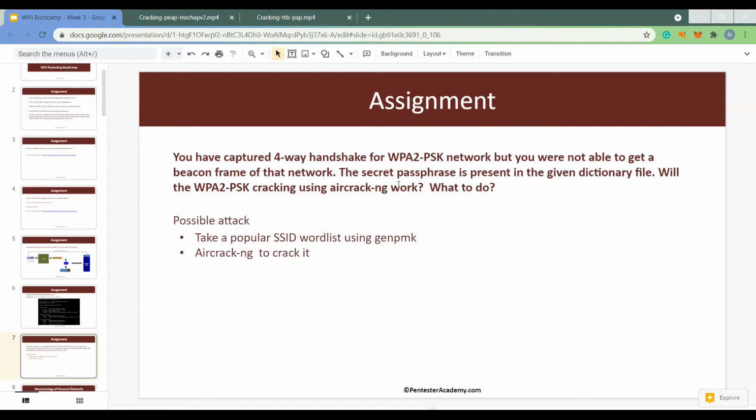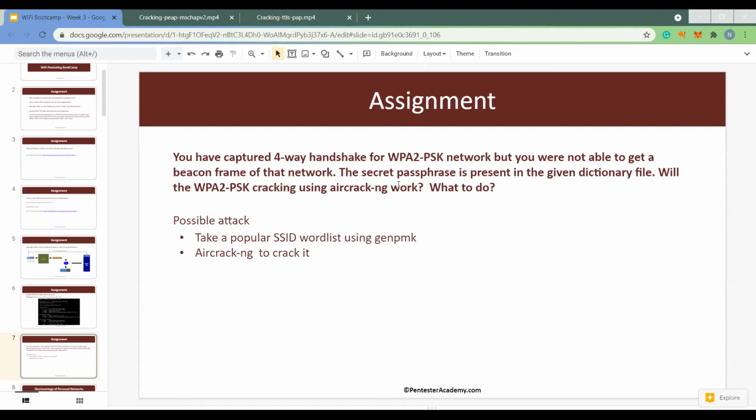So in this case, we have a dictionary file which has the correct secret passphrase in it. The only thing that we don't have is the SSID name, right? So what can we do in this case? Will our tool aircrack-ng work on this? If not, what to do? Because we don't have the SSID, aircrack-ng directly won't work on this. It won't be able to identify the network.